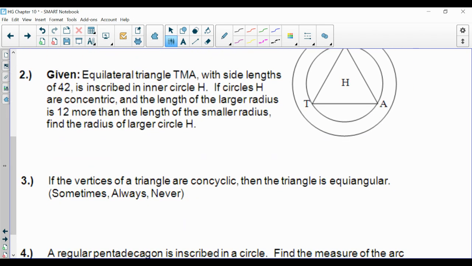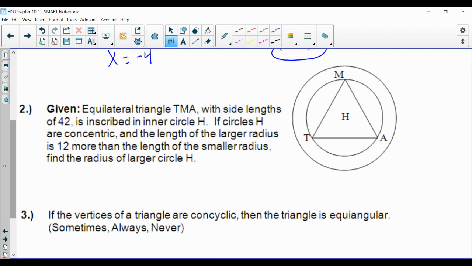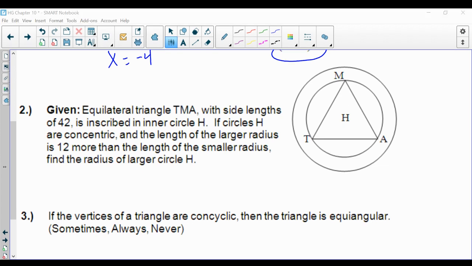All right, number 2 here: equilateral triangle TMA with side lengths of 42 is inscribed in the inner circle H. If the circles are concentric, and the length of the larger radius is 12 more than the length of the smaller radius, find the radius of the larger circle H. So we have the 2 circles, both centered at H. So when you look at this, we can figure out that this whole side of AT is 21 because, not 21, pretend I did my math right.